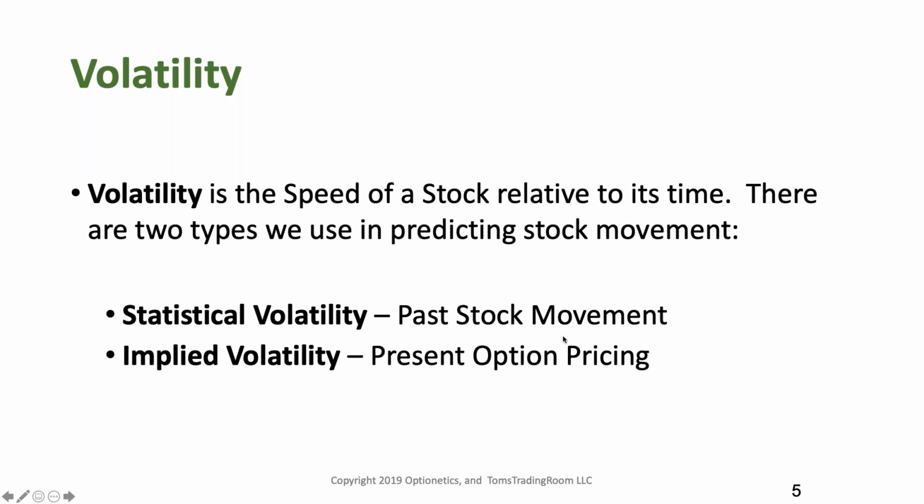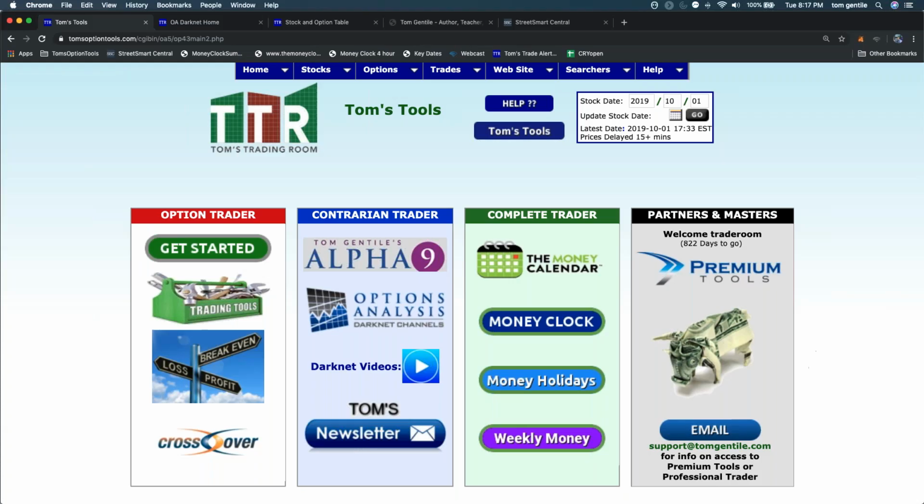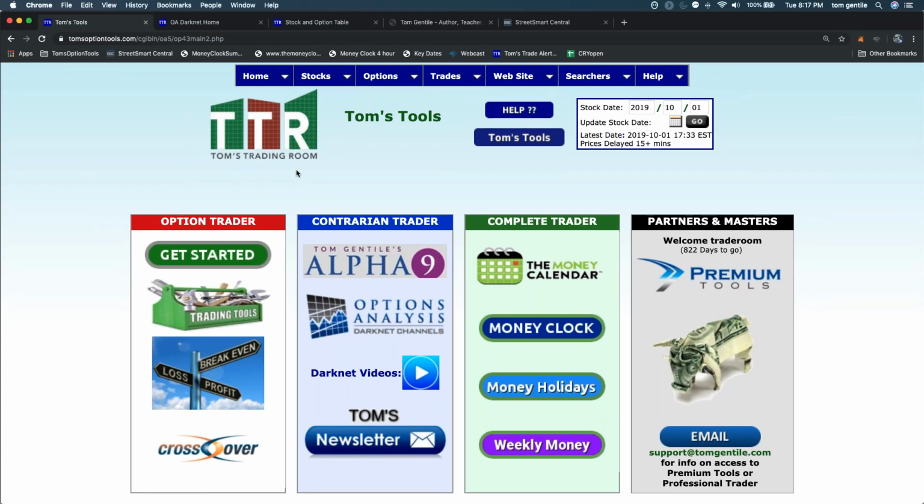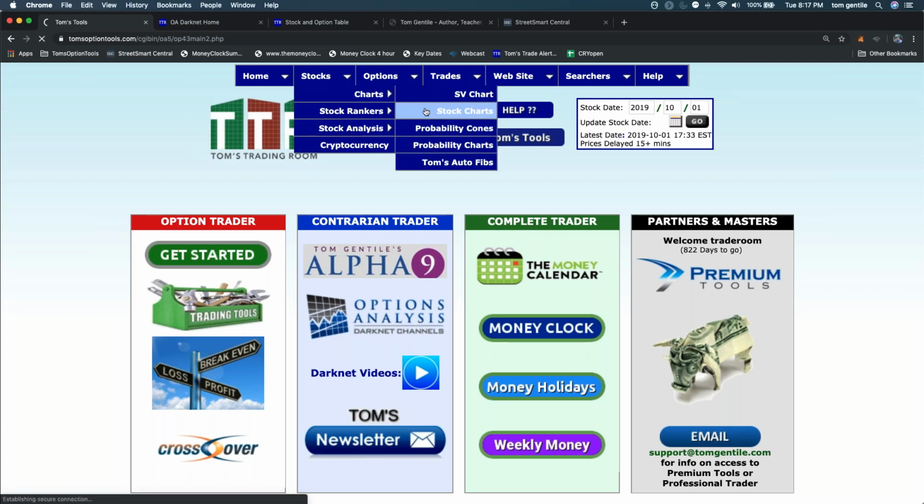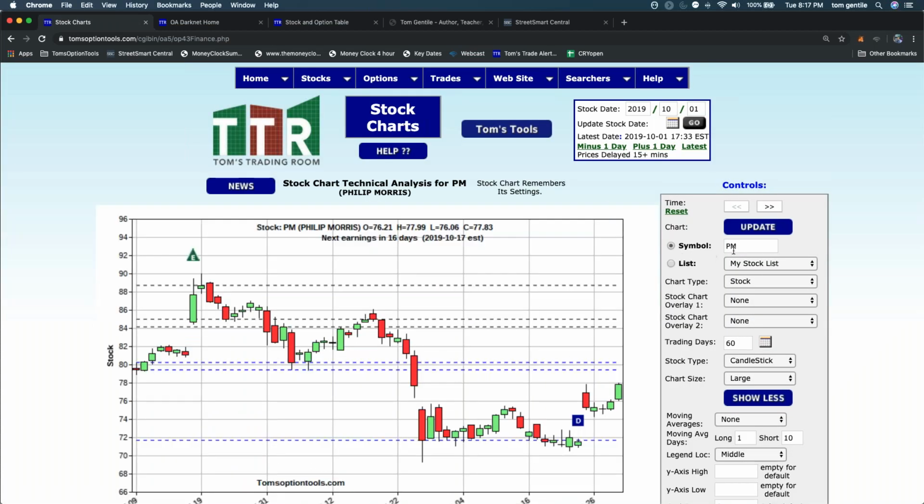So let's go over here. All right, now I'm actually going to be in Tom's Option Tools back and forth for the better part of the hour. And if we're going to look in here, the first thing I want to show you is, let's go to a stock chart. And we're going to be looking at Amazon a lot tonight. So let's type in AMZN.